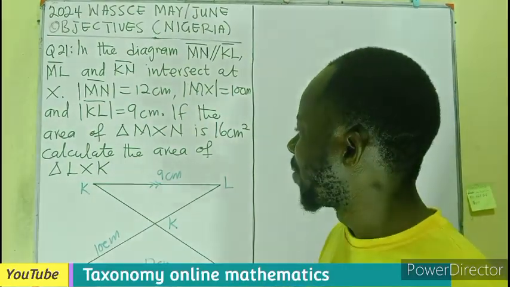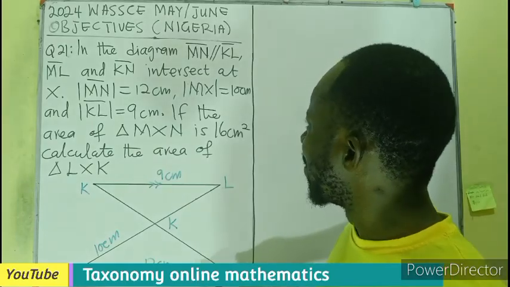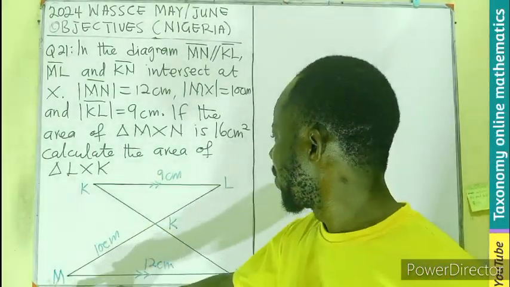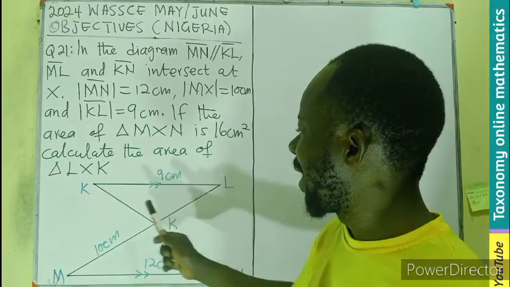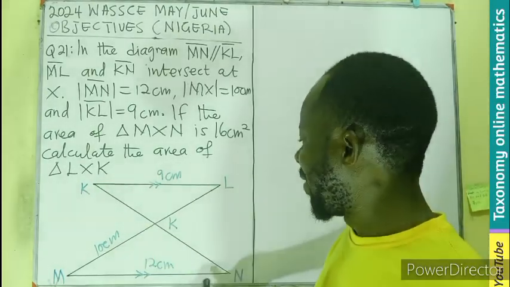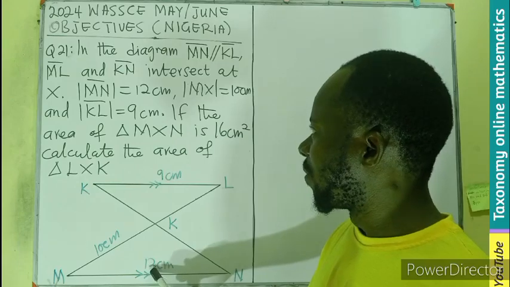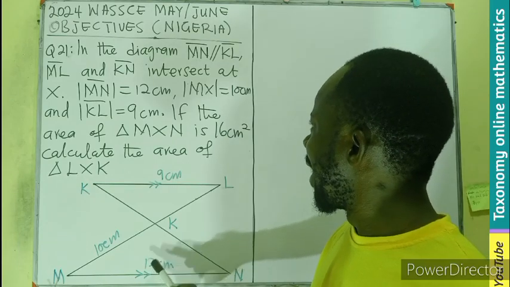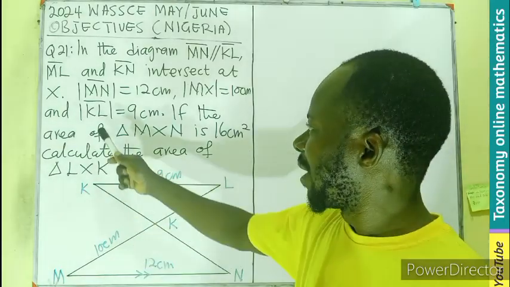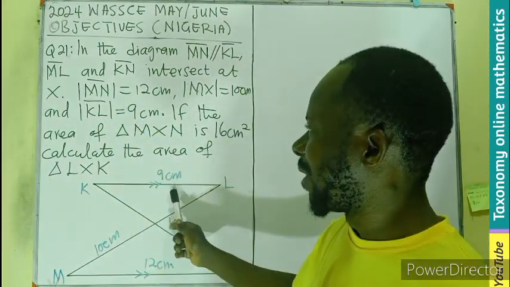So in the diagram, the MN is parallel to KL. The ML intersects the KL at the point X. Then the MN is given as 12 centimeters. Then MX is 10 centimeters and KL is 9 centimeters.